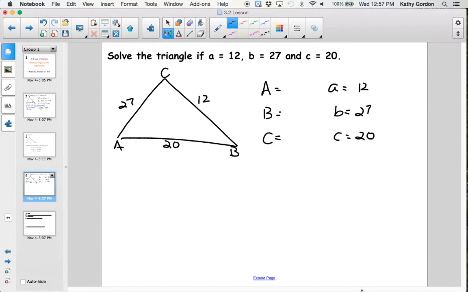So again, law of sines isn't going to work because we don't have any angles to match up with any of the sides. So we're going to have to use the law of cosines again. And we don't have any of the angles, so is it going to matter which one we start with? Yeah, it does. Here's why.